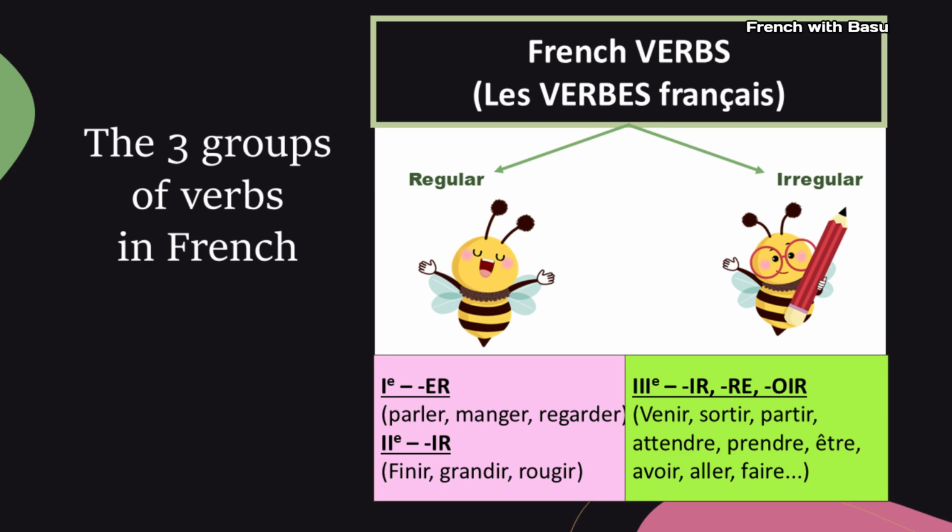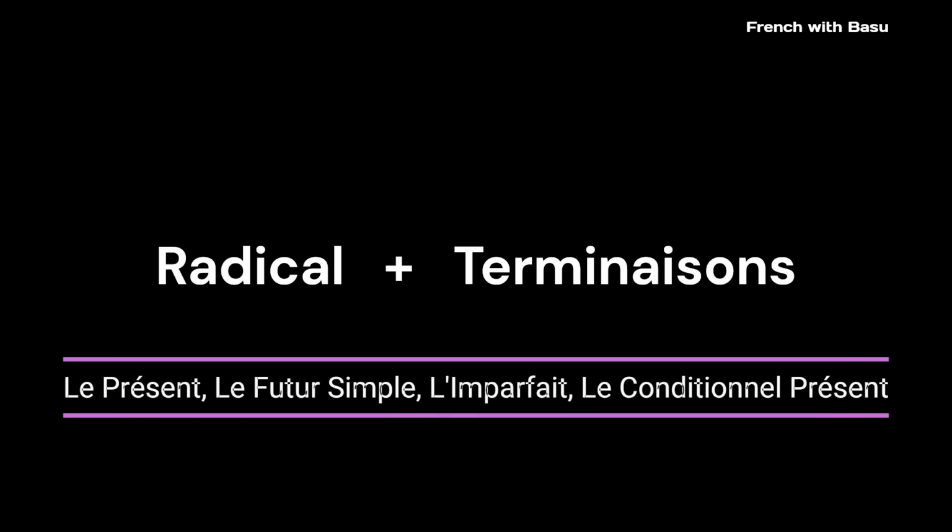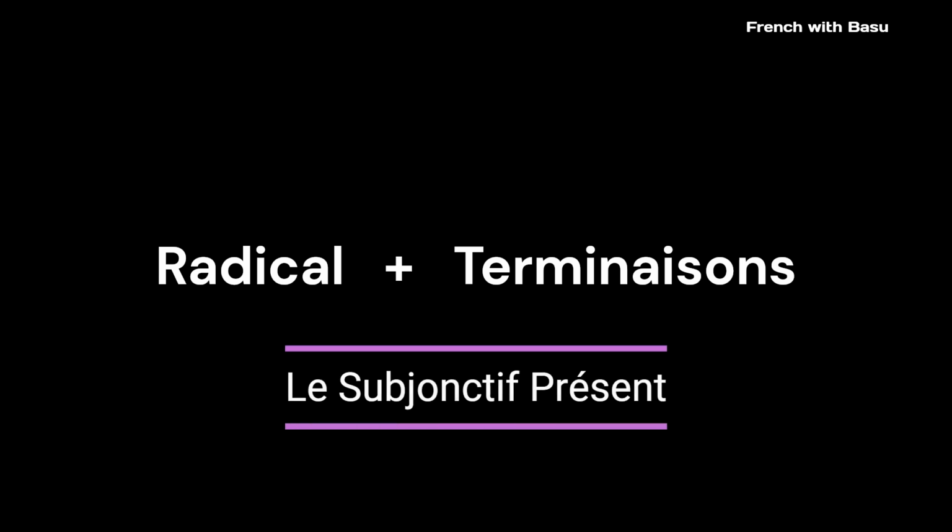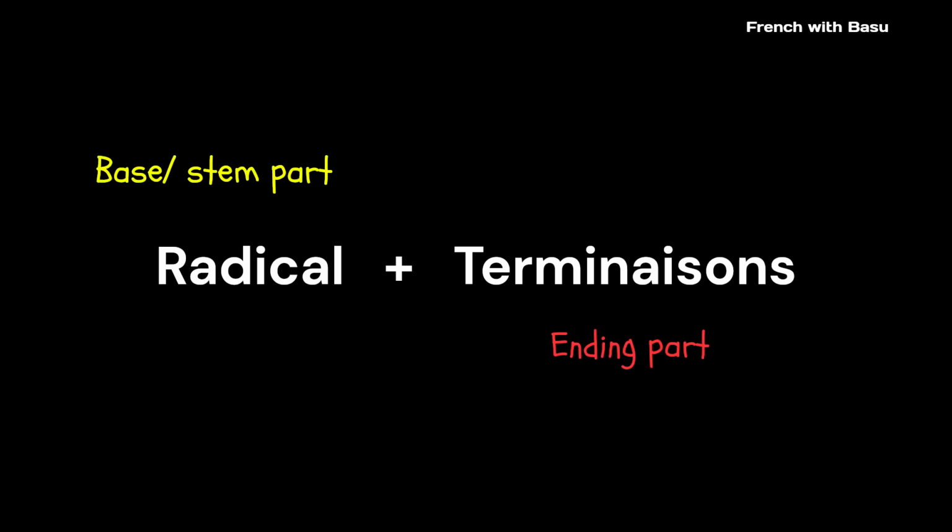There are many tenses in French which have radical plus terminaisons structures, like le présent, le futur simple, l'imparfait, le conditionnel présent, etc. Le subjonctif présent also is conjugated in the same way, radical plus terminaison. Radical means the base, stem, or fundamental part of the verb, and terminaison means the ending part.